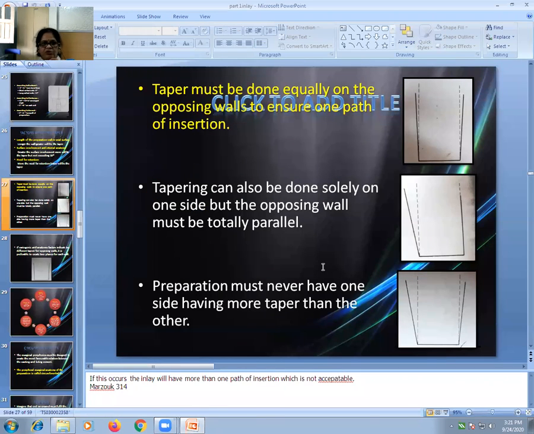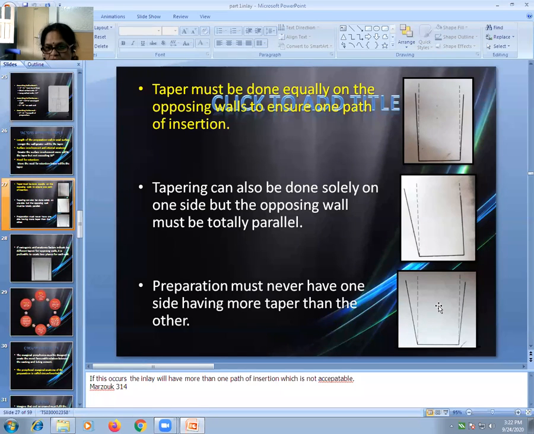See, there are certain rules whenever you give the taper. The first rule says that whenever you make any taper, it should be done equally on the opposite walls, so that there will be only one path of insertion and one path of removal. The tapering can also be done only on one side. If you see, the tapering is done only on one side, but the other wall is totally parallel. It is straight, so that again the path of insertion is easy.